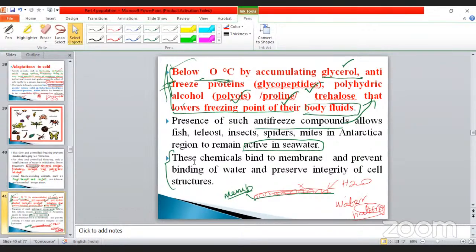And also another thing: these chemicals bind to the membrane and prevent the binding of water. It prevents the binding of water. Then only this type of animal can survive even in low temperature. Okay, my dears, that is very, very important.